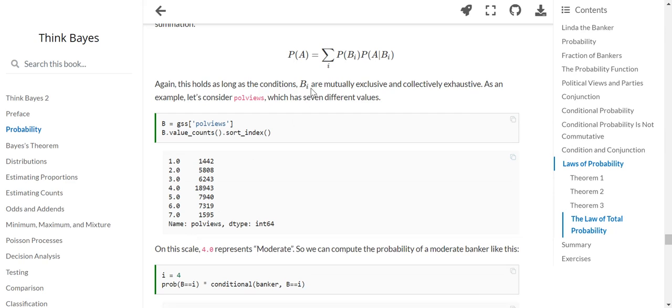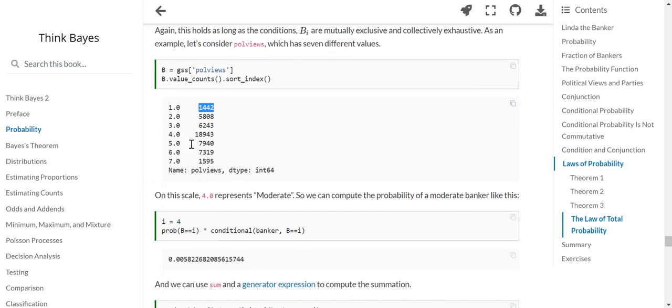Also, again, we can use the political views as well. So you get how many people are associated with a particular political view. In this scale, 4 represents moderate. So we can compute the probability of a moderate banker. That would be the probability of the person being moderate times the probability of the person being a banker given that they're moderate.